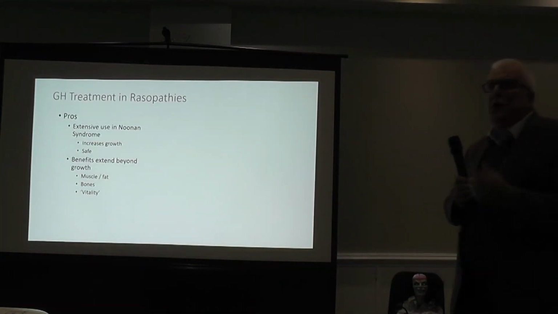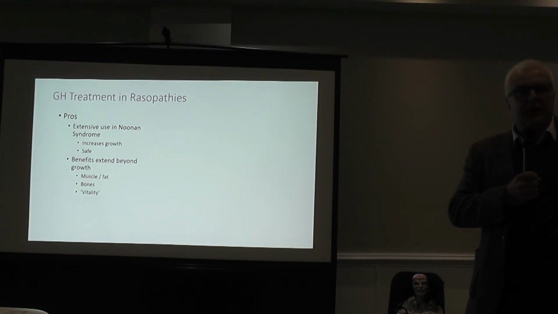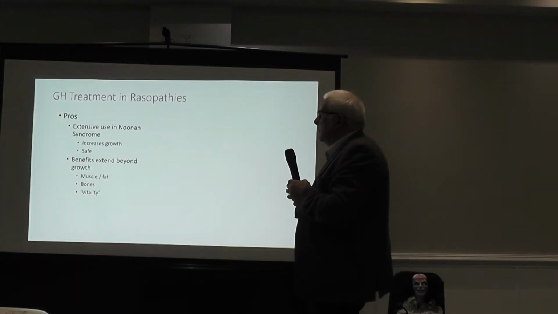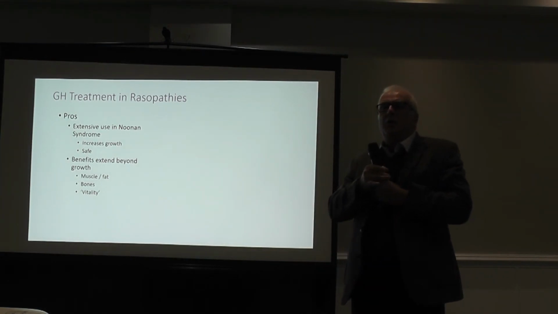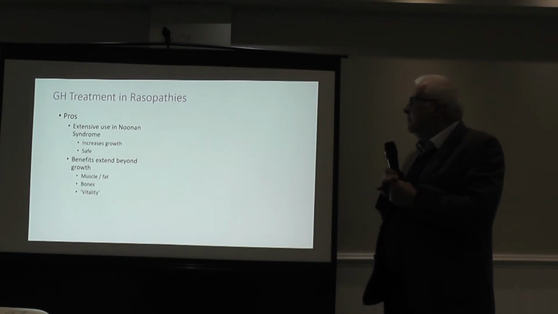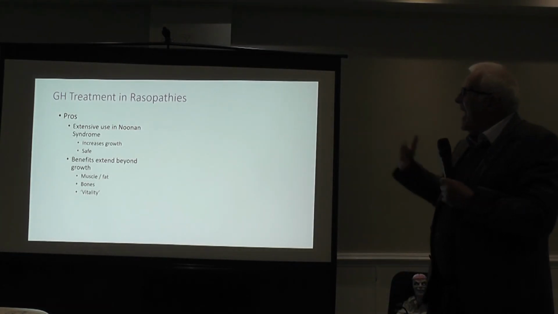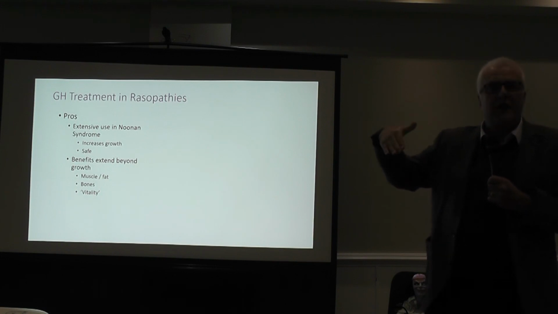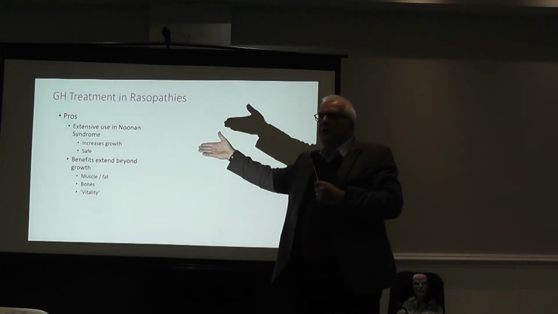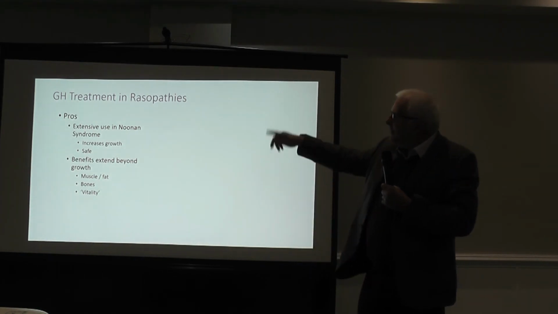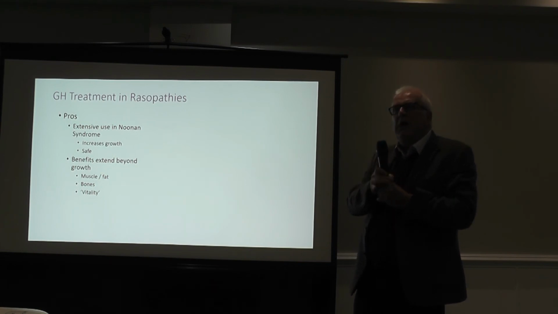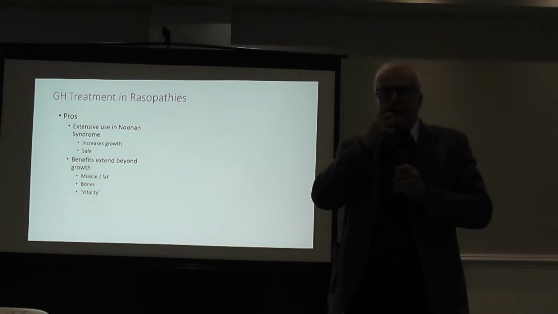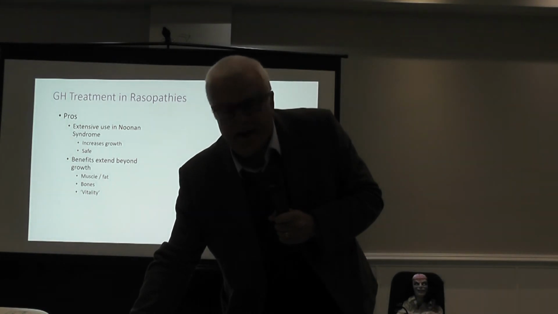So what are the pros? Well, Noonan syndrome, we've used growth hormone extensively in Noonan syndrome, and around the world in various countries there are now licenses for using growth hormone in Noonan syndrome. It increases growth, it's safe. There were always worries about the effect on the heart, but it's been proven to be safe. And one of the things that I think is very important to recognise is there are benefits that extend well beyond growth in height. So growth hormone is really good for improving muscle strength and reducing fat. As a result of improving muscle strength, it improves bones. And I think many parents would say, when their child goes on to growth hormone, it improves their vitality, energy, however you'd like to put that.